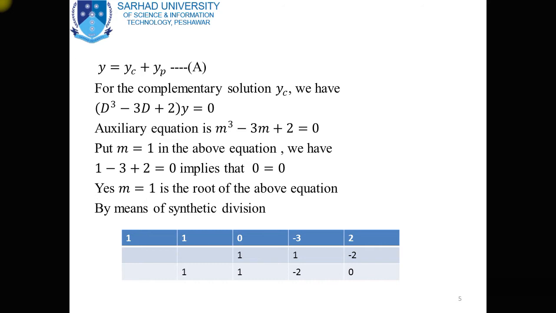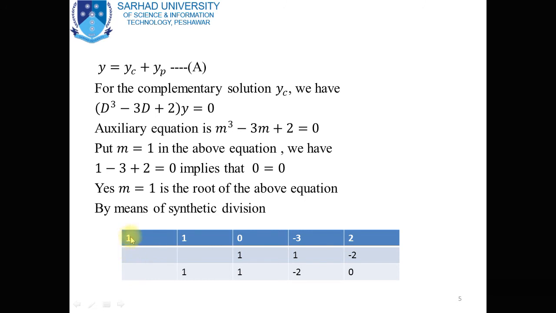So now for this problem, suppose we put m is equal to 1. So 1 minus 3 plus 2 is equal to 0. So this implies that 0 is equal to 0, so 1 is a root of this polynomial. Now to find the other two roots, use synthetic division. These are the coefficients of the polynomial. The coefficient of m cube is 1, the coefficient of m square is 0, as the m square term is missing in this polynomial, the coefficient of m is minus 3, and the constant is 2.